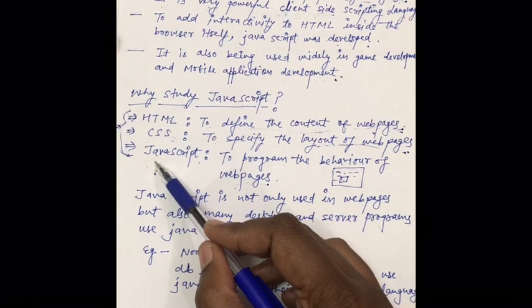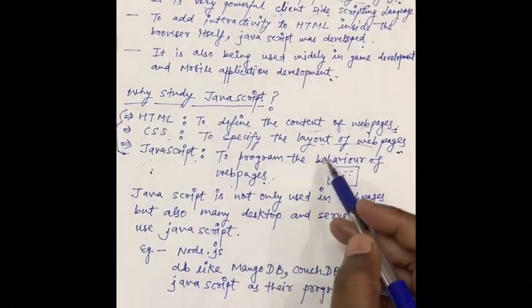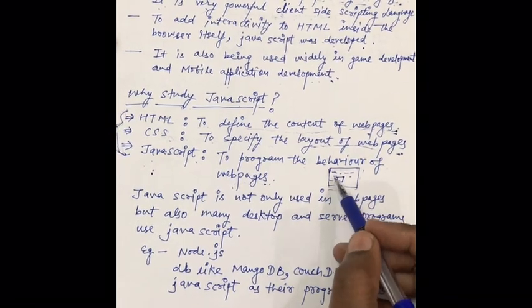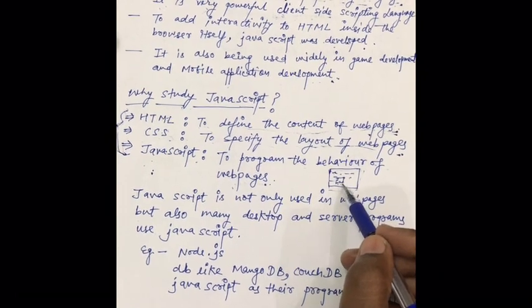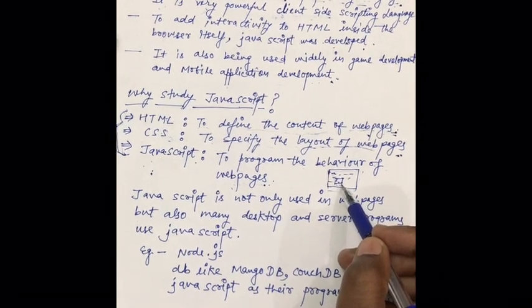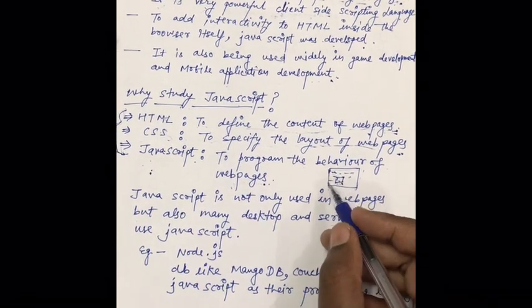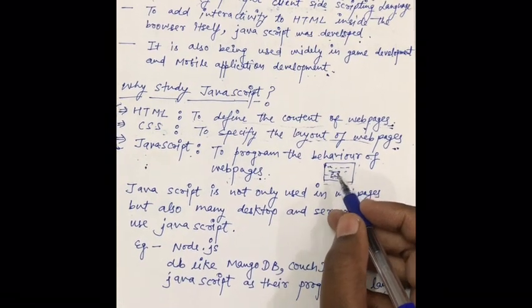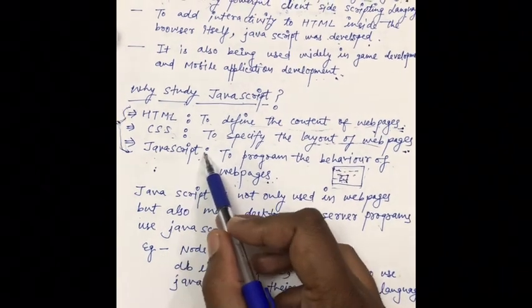Third is JavaScript, to program the behavior of web pages. Suppose we have a web page with different contents, like buttons also. If I click on one content or button and navigate to another page, or how I am going to navigate to the next page, all these things will be explained by JavaScript.